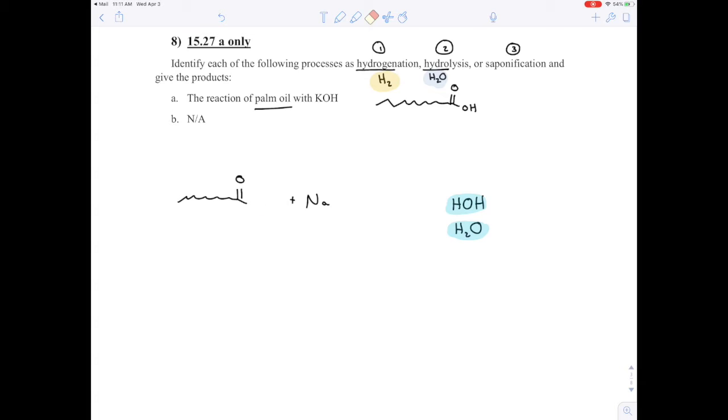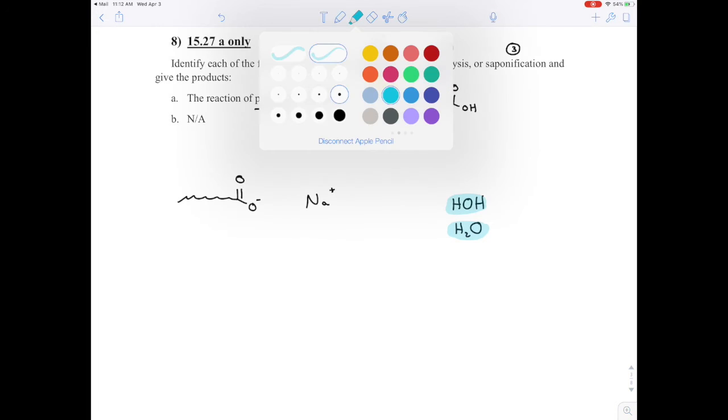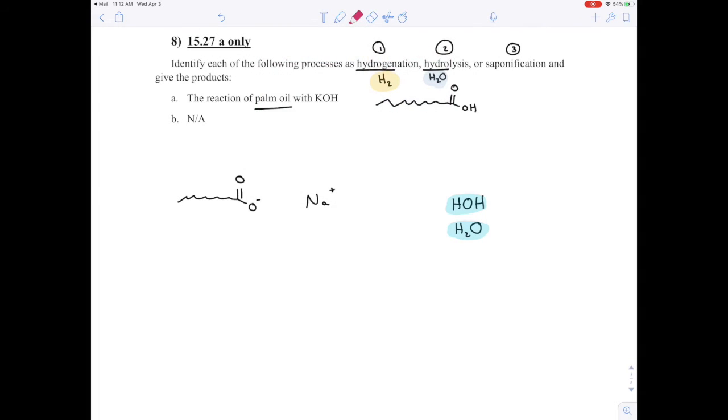And what's left is the sodium and the oxygen. Now the oxygen technically has a negative charge and the sodium has a positive charge, and that's what makes those attract. Notice though that this end of the molecule is now really, really polar. You have lots of partial charges, but you have full charges: the full negative charge on the oxygen, the full positive charge on the sodium.